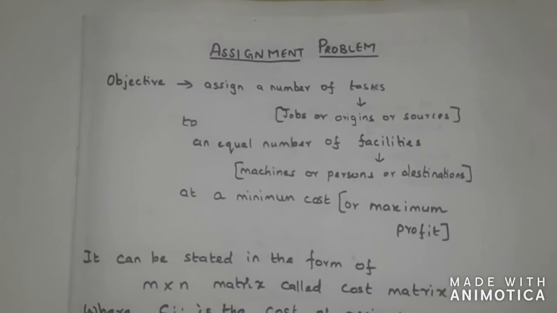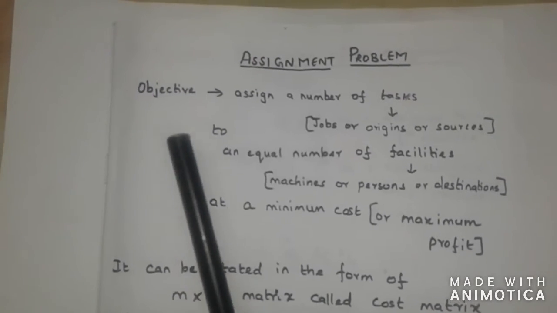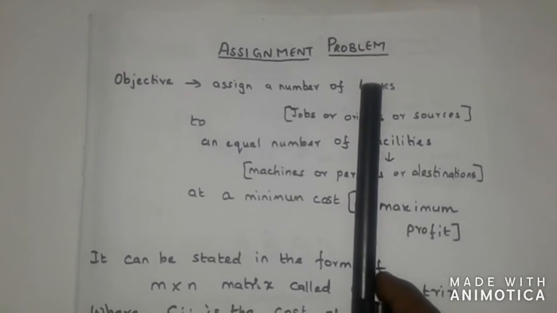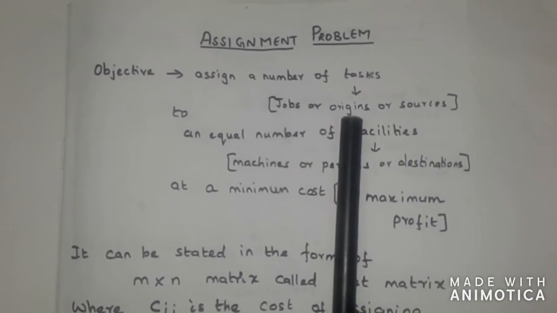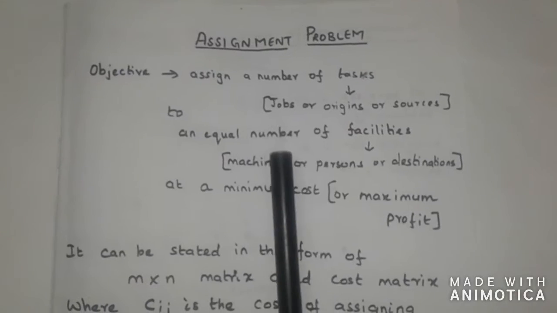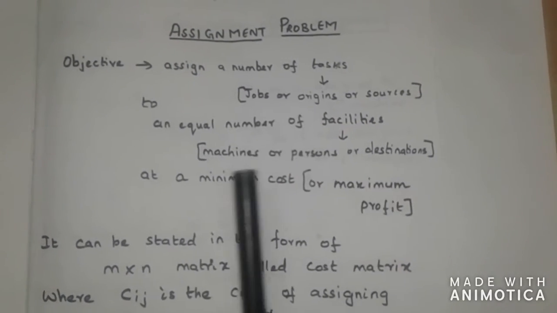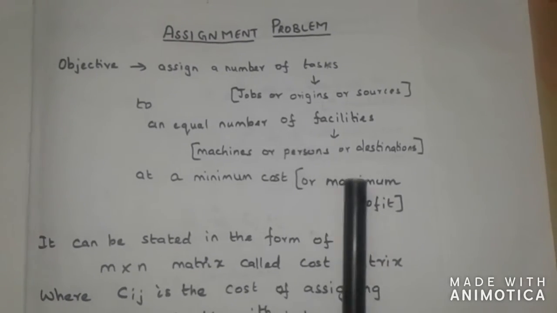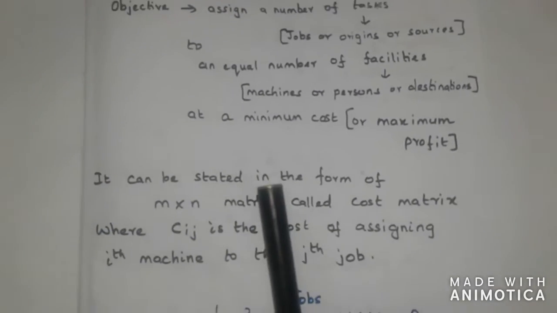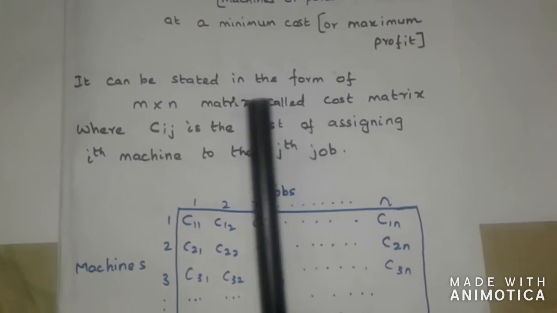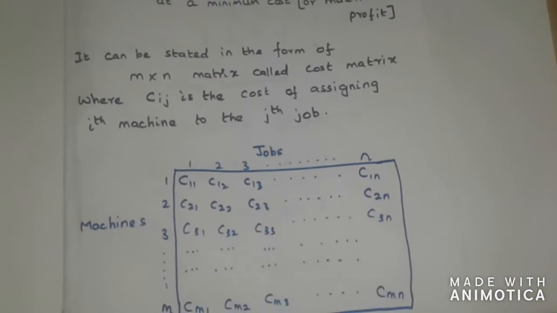Today we are going to discuss the assignment problem. The objective of the assignment problem is to assign a number of tasks, which may be jobs or origins or sources, to an equal number of facilities, which may be machines or persons or destinations, at a minimum cost, that is, to maximize the profit.